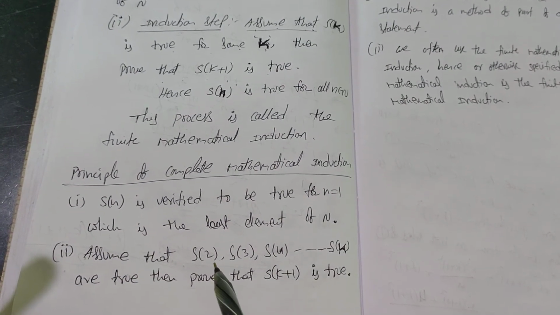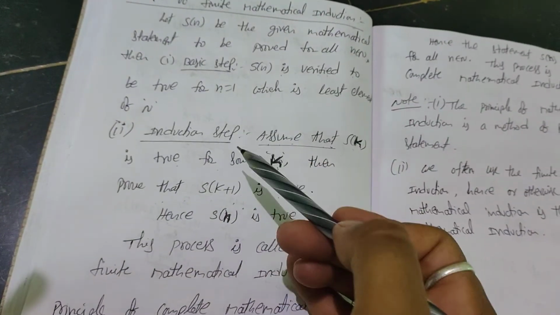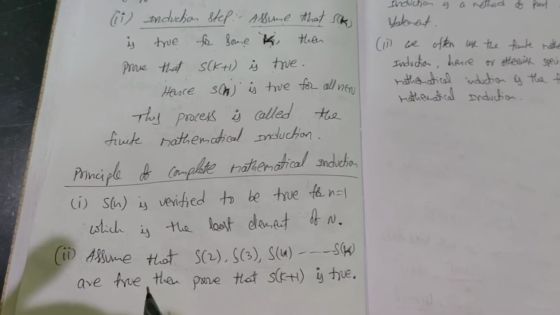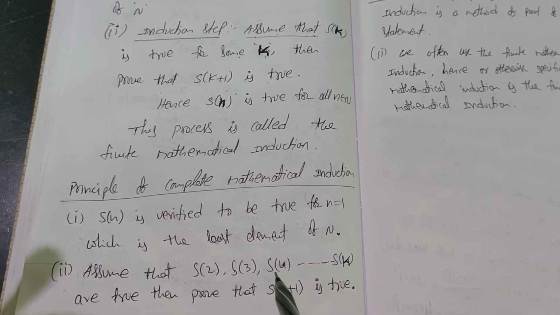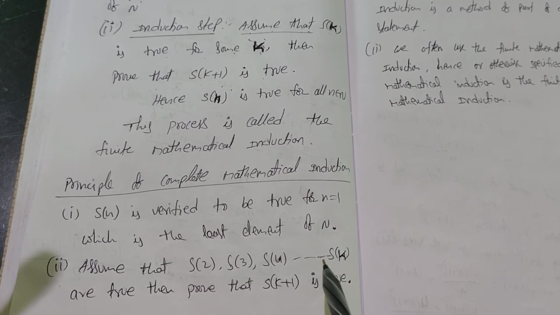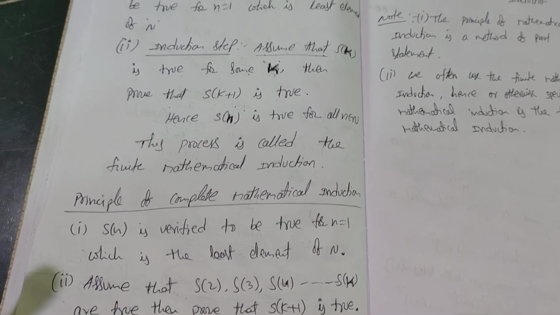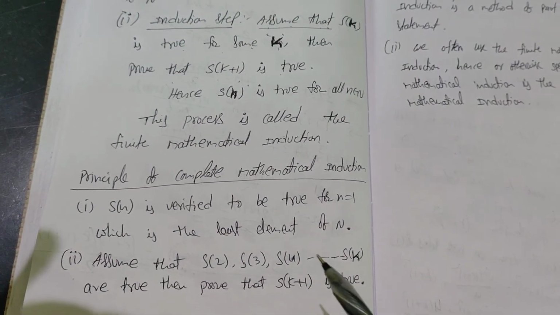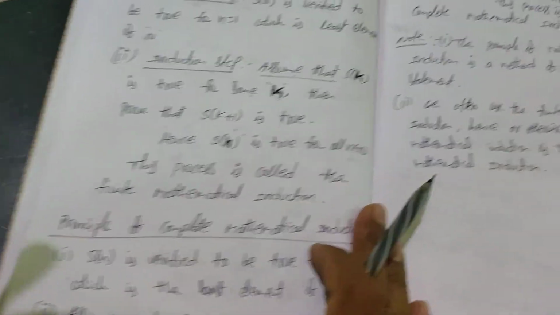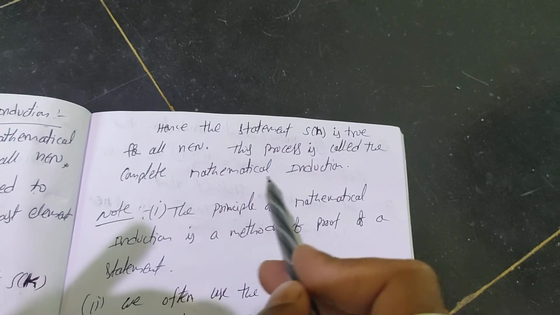Second one is assume that S of 2, S of 3, S of 4 and so on up to S of k are true. Same like here, where you assume for n is equal to k, S of k. Here we have to assume all these things, S of 2, S of 3, S of 4, that means n is equal to 2, 3, 4, up to n is equal to k. Assume that they are true, then prove that S of k plus 1 is true. Here only we assume S of k is true, but there we assume all of them are true. Hence the statement S of n is true for n belongs to N. This process is called complete mathematical induction.